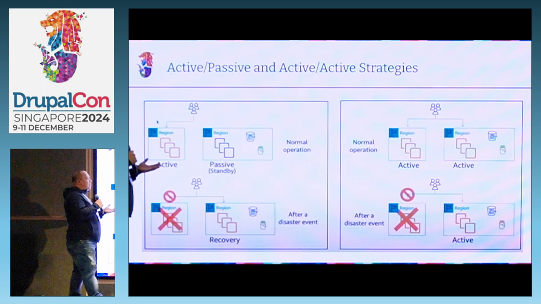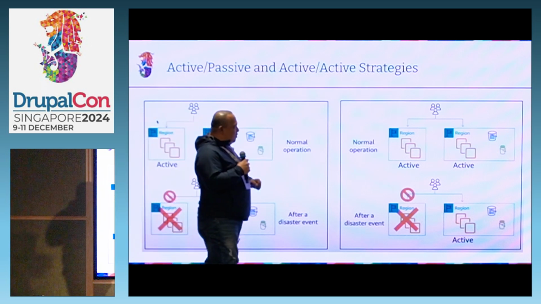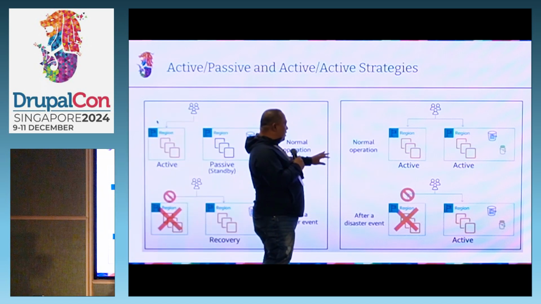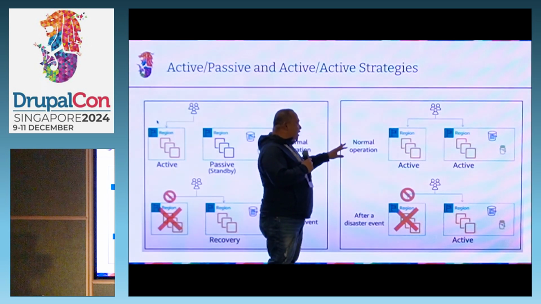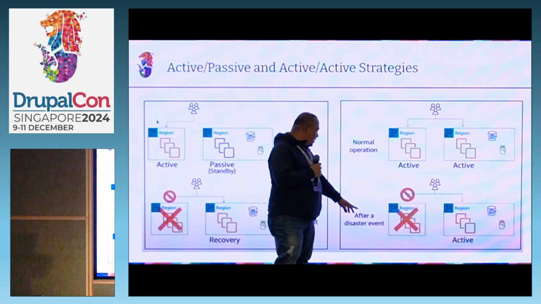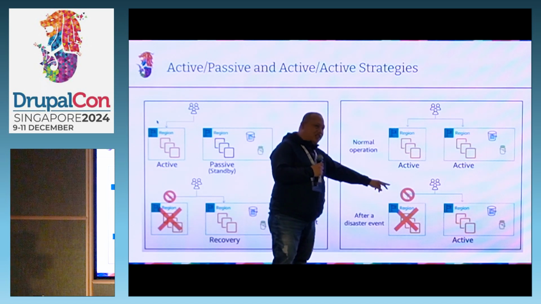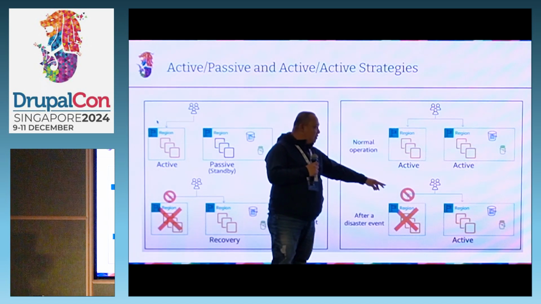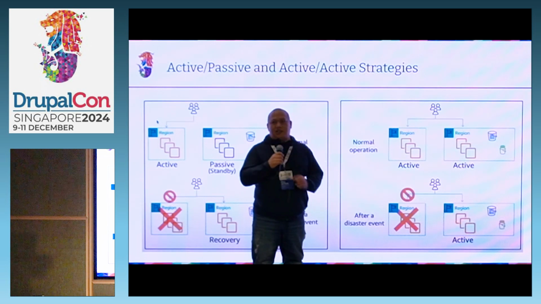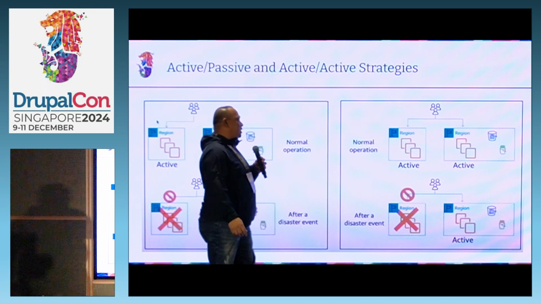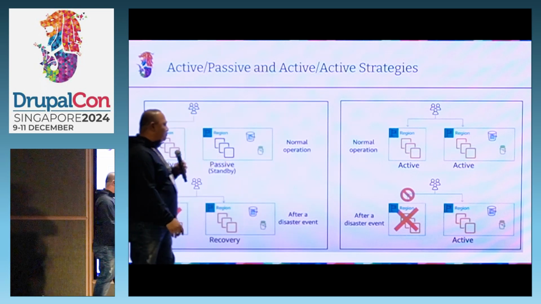And what about the active-active strategy? For the active-active strategy, both of the regions and both of the clusters are running. Their replication is synchronized, your file system is synchronized, and when one of the regions goes down, you're still alive because the other region is alive. This is what we call the multi-region disaster recovery strategy, but very expensive.